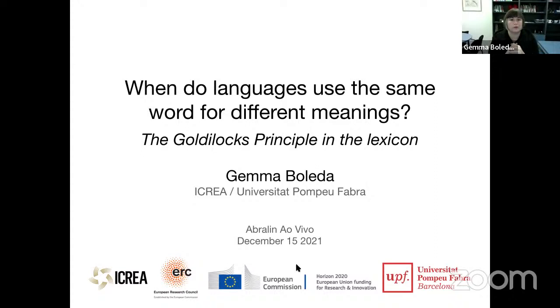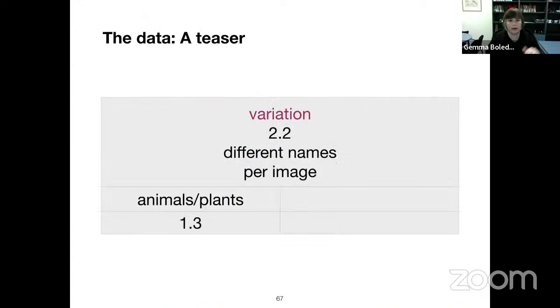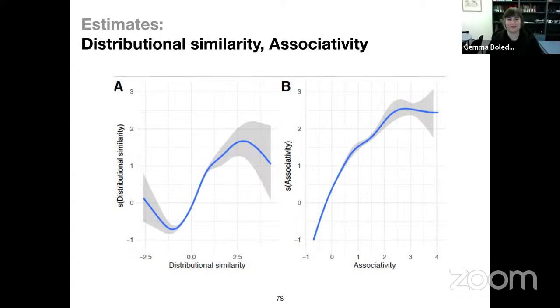Also, let me see, I had a lot of spare slides. One thing I haven't shown is that if you check the estimates, not for the combined measure, but for distributional similarity alone and associativity alone, you get a picture that is not as nice. What's nice is that the best picture of the estimate, the one that most accords with our prediction, is the one for the best model. So we have an independent reason to choose it because it's the one that best accounts for colexification.